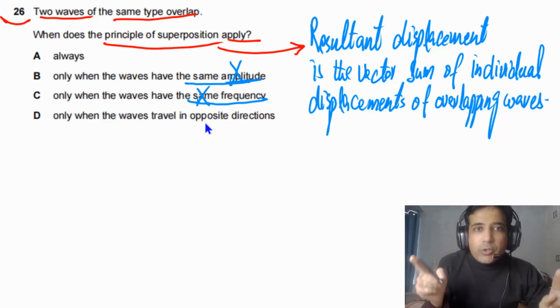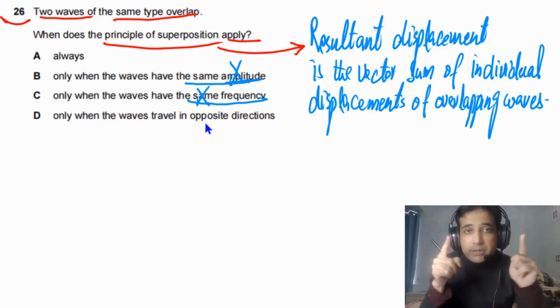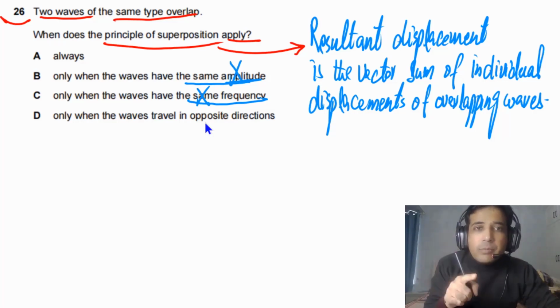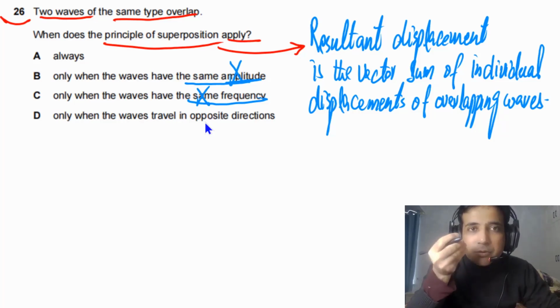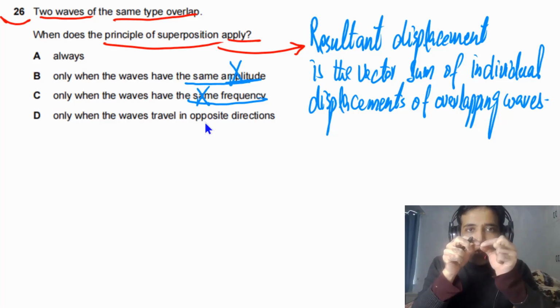Even if they are moving in opposite directions or in the same direction, you can still apply the principle of superposition, because the principle of superposition is simply how to find the resultant displacement at any given point. So simply you need to add waves.